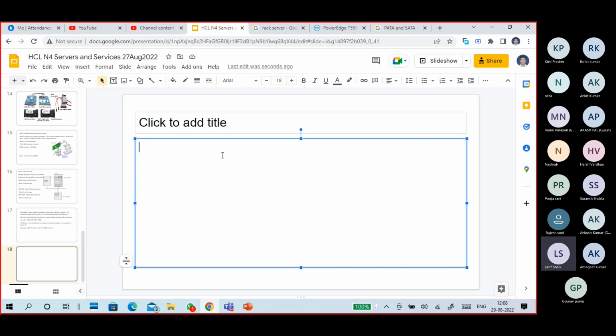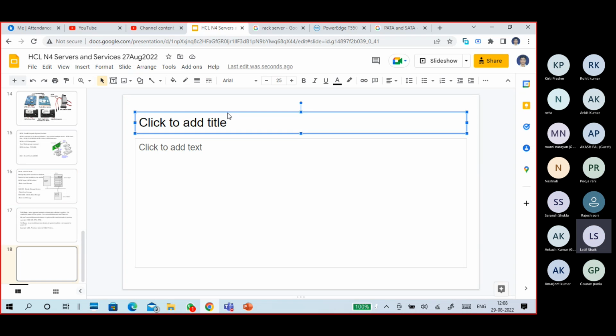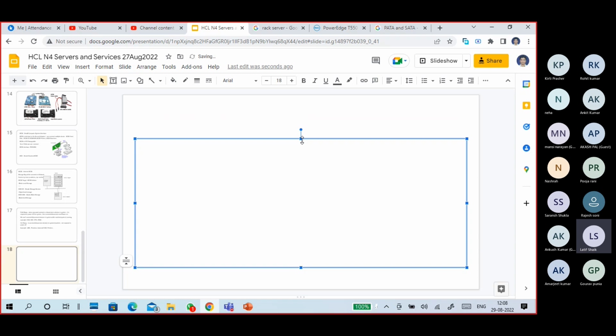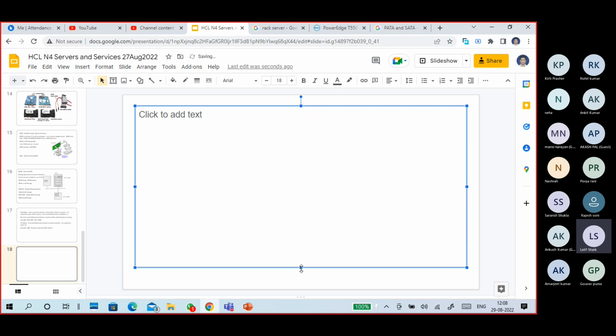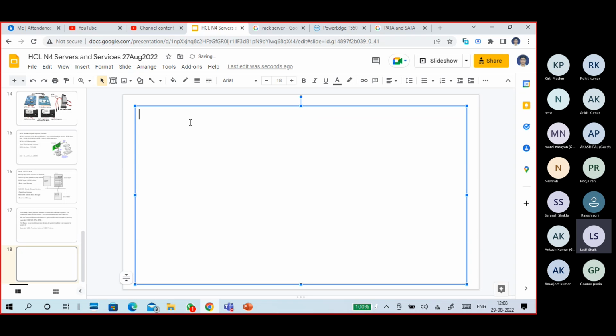Guys, take a break, a small break. So we have come to the storages. Okay, I will explain the other storages. What are the storages we'll see? Storage types. What are the storage types?